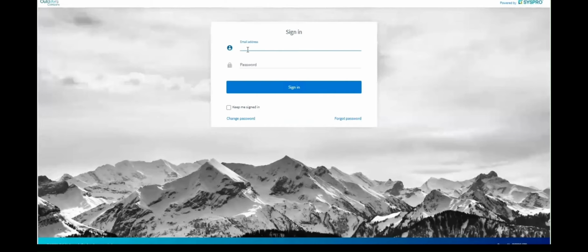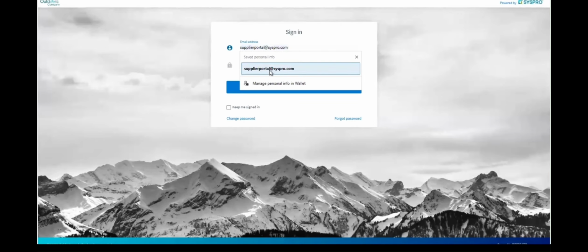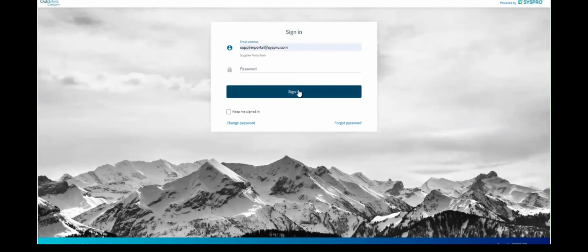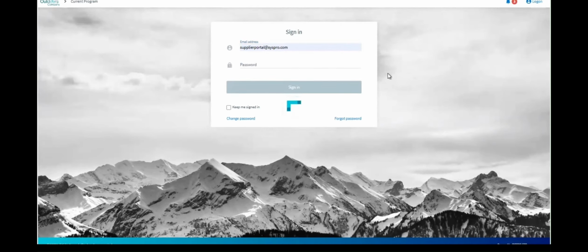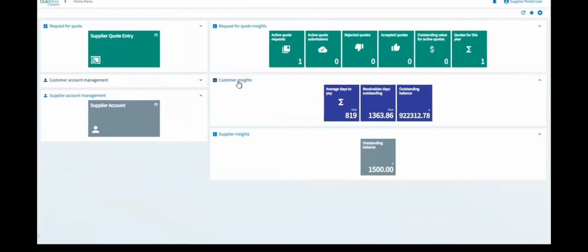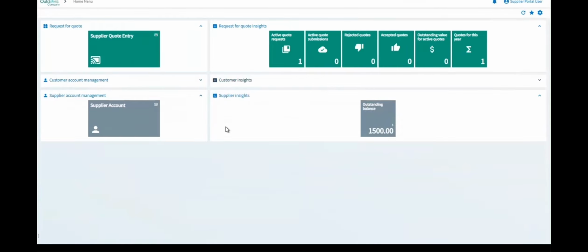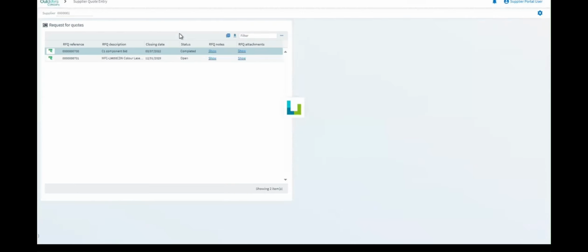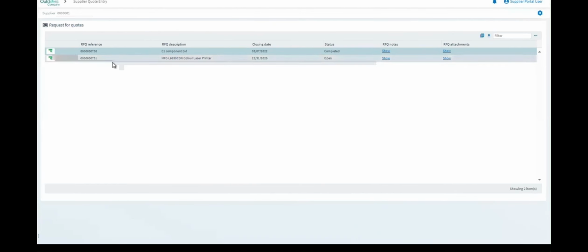Really what that means is the email will contain a link to an external portal, and they will then be able to access the Syspro supply chain portal. And the supply chain portal gives them access into some areas here. Let's talk about the supplier for a moment. We will obviously give them access into responding to that RFQ, and they can then go and access the RFQ.